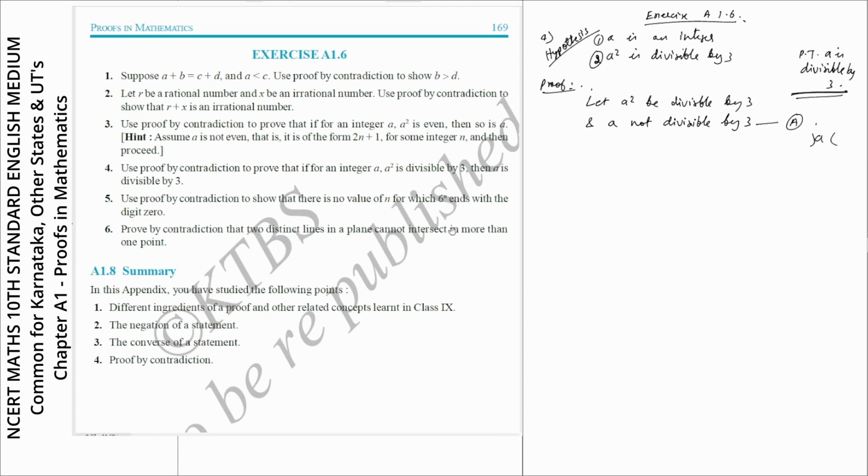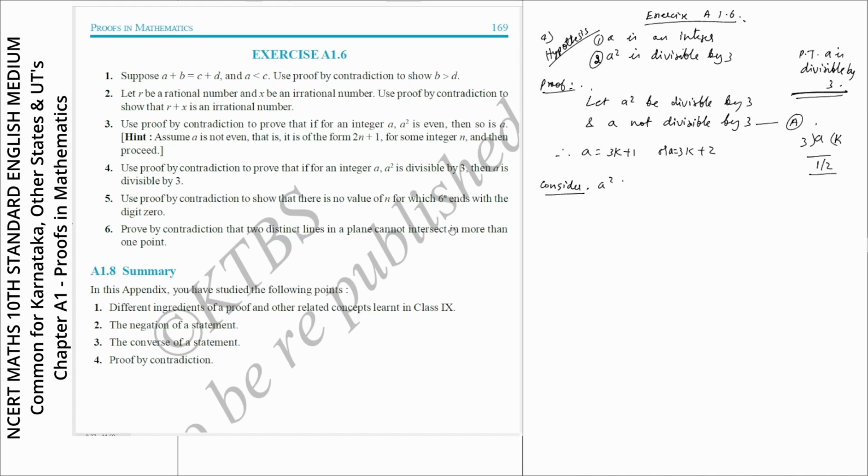Now if a is not divisible by 3, what is the result? Suppose you divide a by 3. If a is not perfectly divisible, then we get remainder 1 or 2. We will never get remainder 0. If remainder is 0, that means a is divisible by 3. So let us say that quotient is k. Therefore, since we have assumed a not divisible by 3, we can write a as 3k plus 1 or 3k plus 2, only because remainder is just 1 or 2. 3k plus 0 is not there because we won't get 0 if a is not divisible by 3.